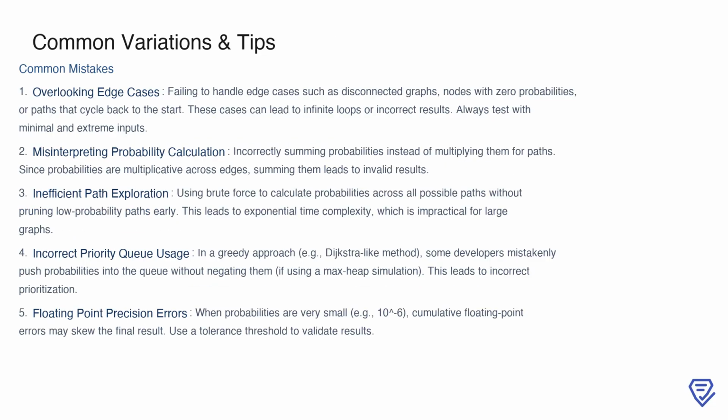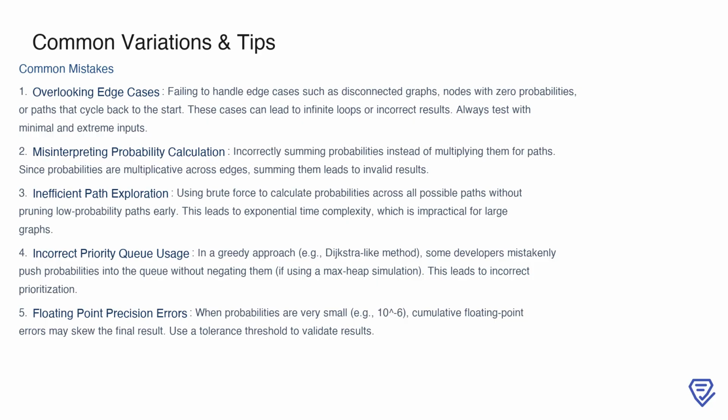When solving this problem, there are common mistakes that can trip you up if you're not careful. First, overlooking edge cases can lead to unforeseen errors. For example, if the graph is disconnected, there may be nodes with zero probabilities or paths that form a cycle back to the start. Such scenarios can result in infinite loops or incorrect calculations, so it's essential to test your solution with both minimal and extreme inputs.